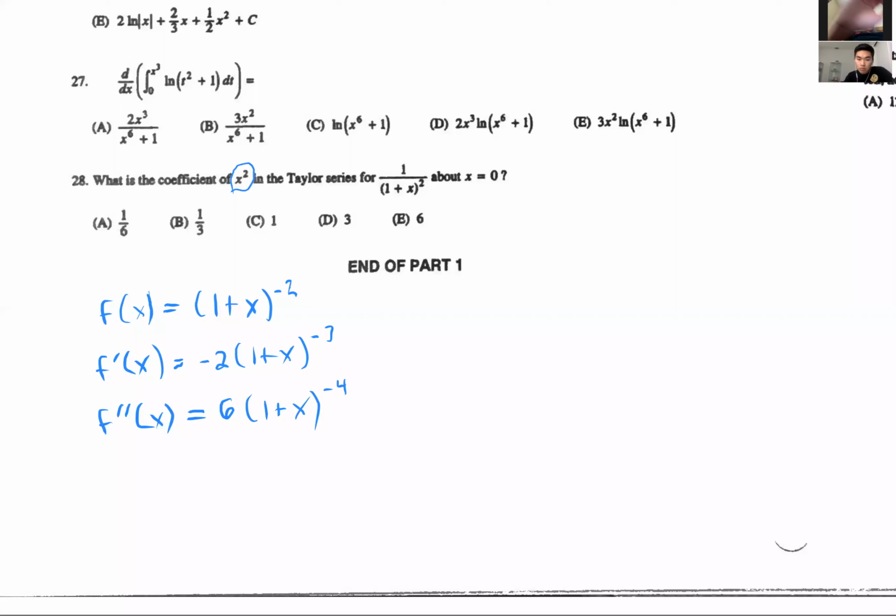And here we are centered at x equals 0. So that means I'm going to find f of 0, f prime of 0, and f double prime of 0.